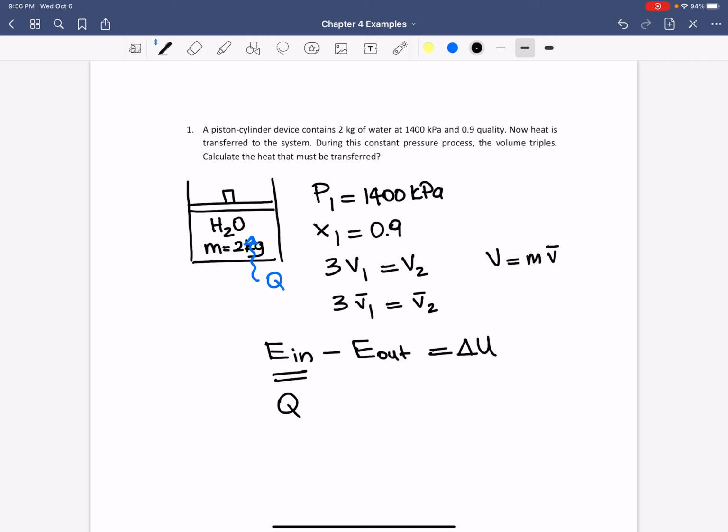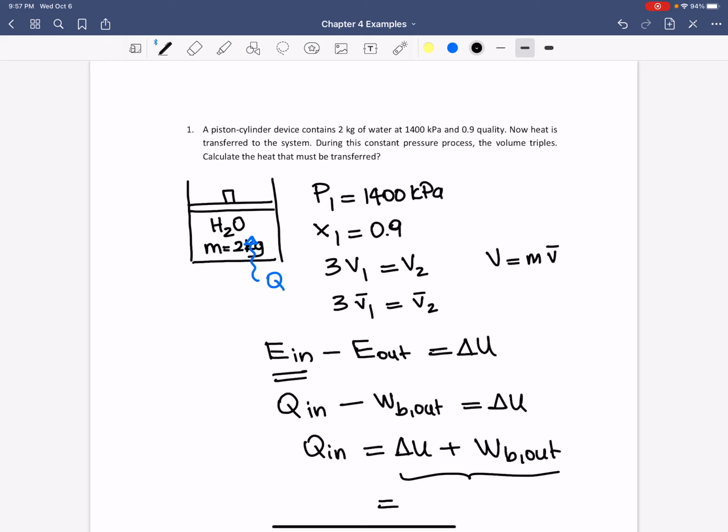So in this problem, only heat is getting in. Nothing else, work is not getting in. There's nothing else getting in, but there is work getting out. So I say minus the boundary work out. And this is equal to the internal energy change. And if you remember, for a constant pressure process, you can actually combine the internal energy change with the boundary work getting out and write this in terms of the enthalpy change, right?